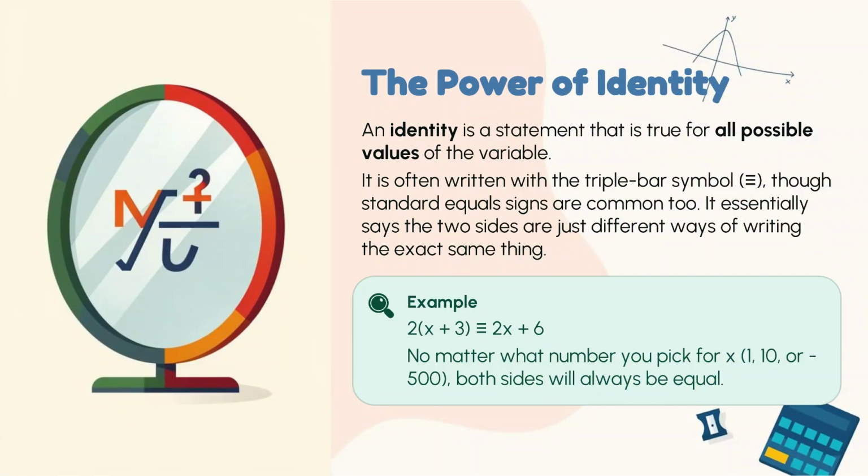An identity is different from an equation. An identity is true for every possible value of the variable. For example, 2 bracket x plus 3 bracket is identical to 2x plus 6. That means both sides are really just two different ways of writing the same thing. Let's test it. If x is 1, the left-hand side is 2 times 1, which is 2, plus 2 times 3, which is 6. This would make the left-hand side 8. The right-hand side is 2 times 1, which is 2, plus 6, which is also 8. No matter what value of x we choose, both sides are equal. That is what makes it an identity.